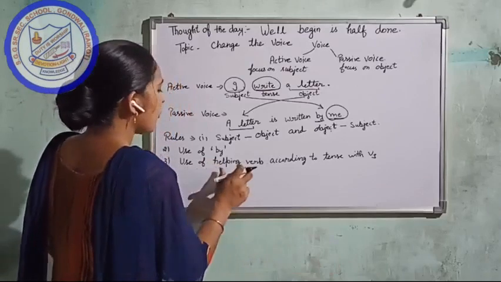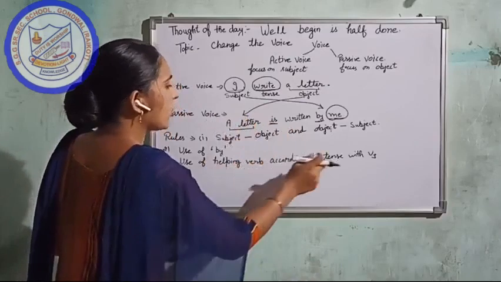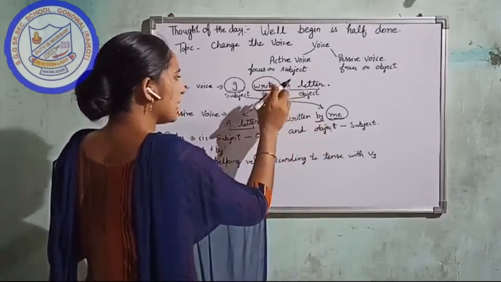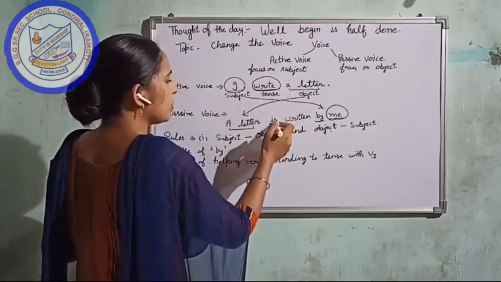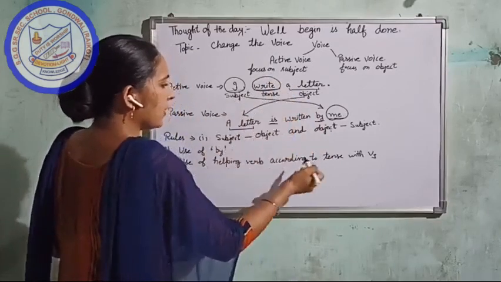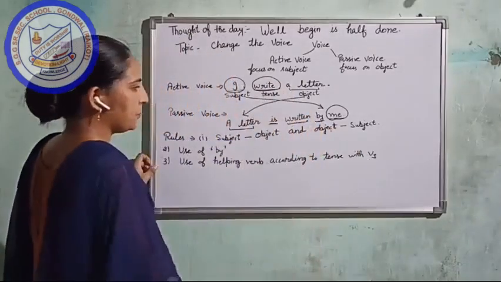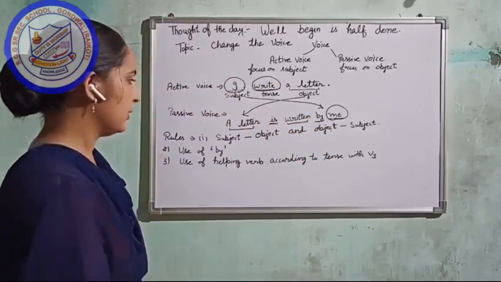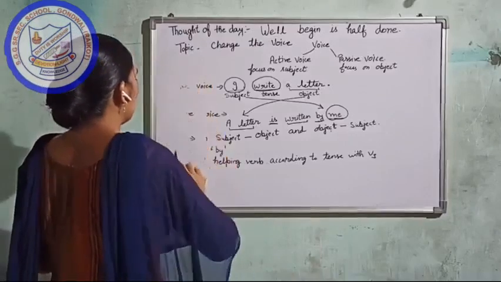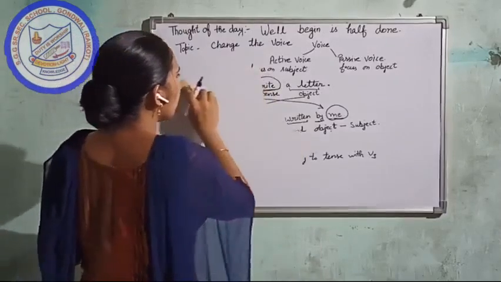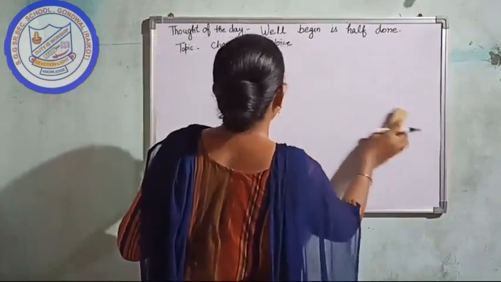Here, use of helping verb. What is the helping verb? Is. Helping verb according to tense. This is the tense indicator. Through this indication, we make use of is with past participle. Past participle means B3. Got it? Okay. Very good.